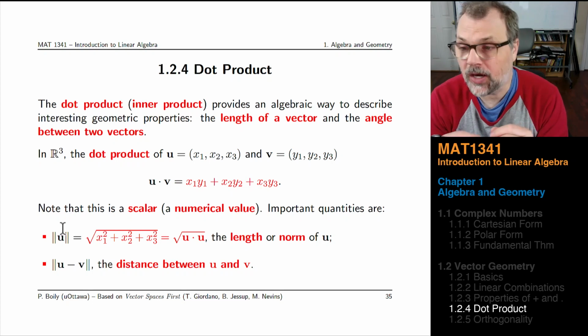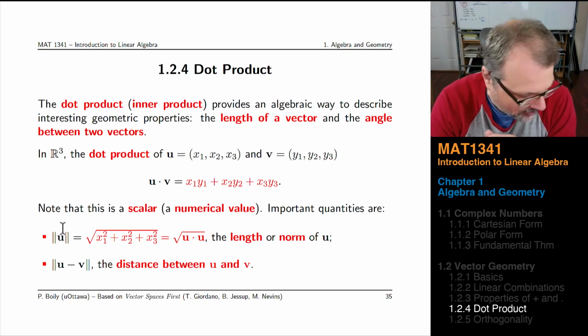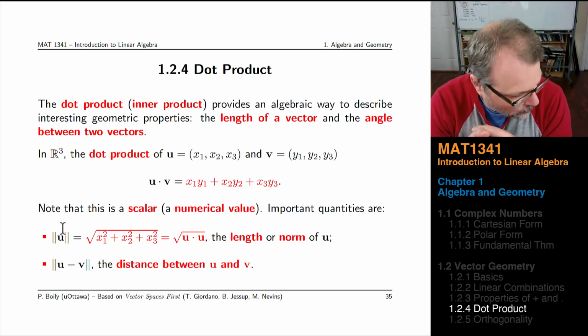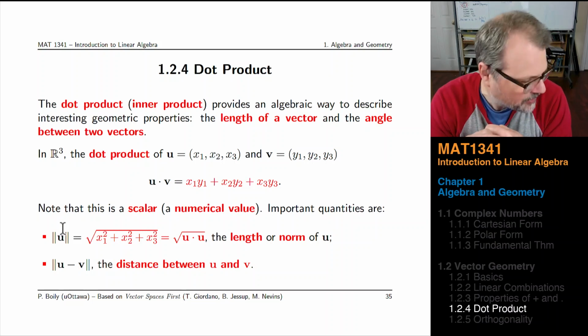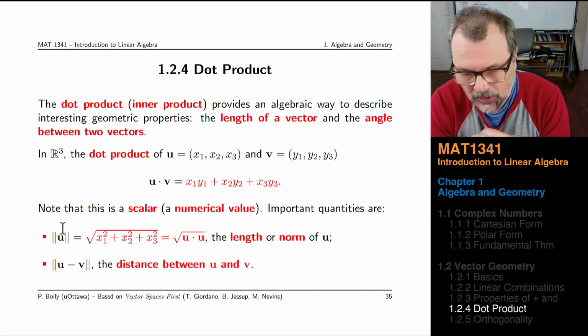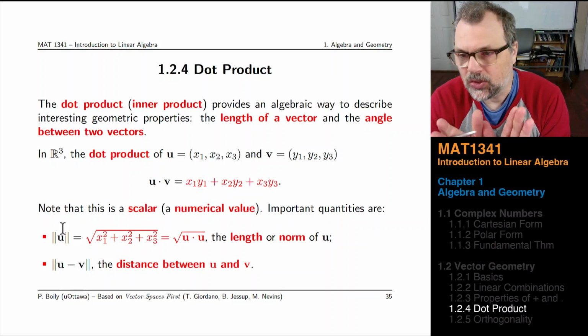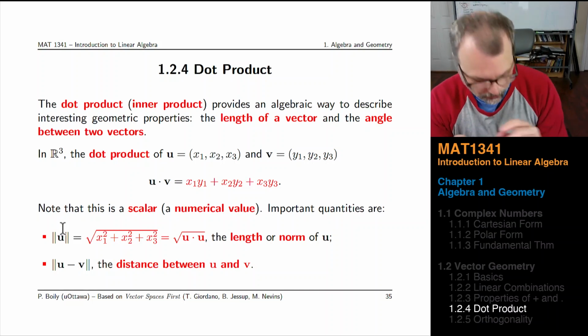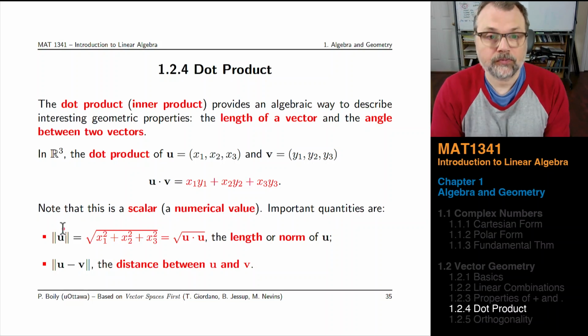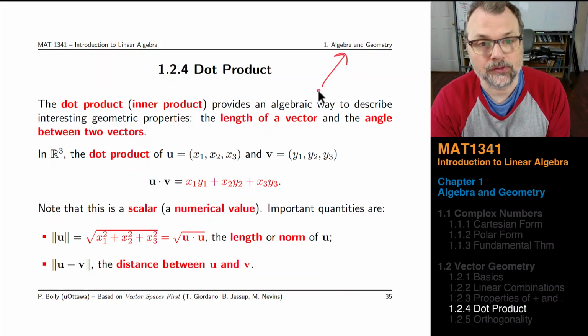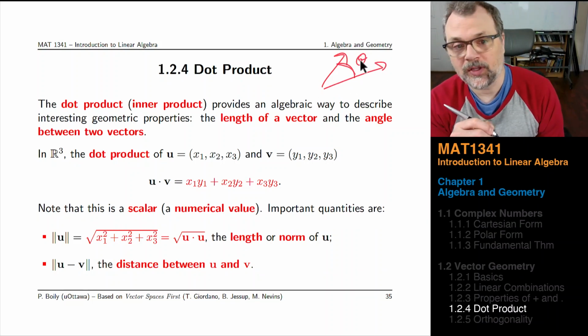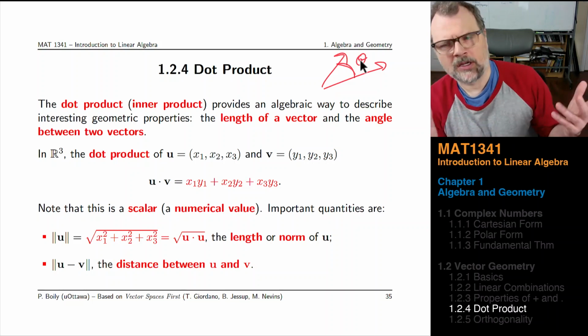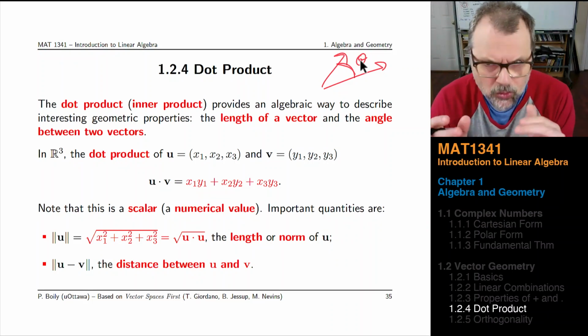So the scalar product, the dot product, the inner product, is a way to extract information about the angle found between two vectors. If you're working in R2, that's easy to do. If you have two vectors, this is your angle between them. If you're in R7, it's less obvious what an angle would be.